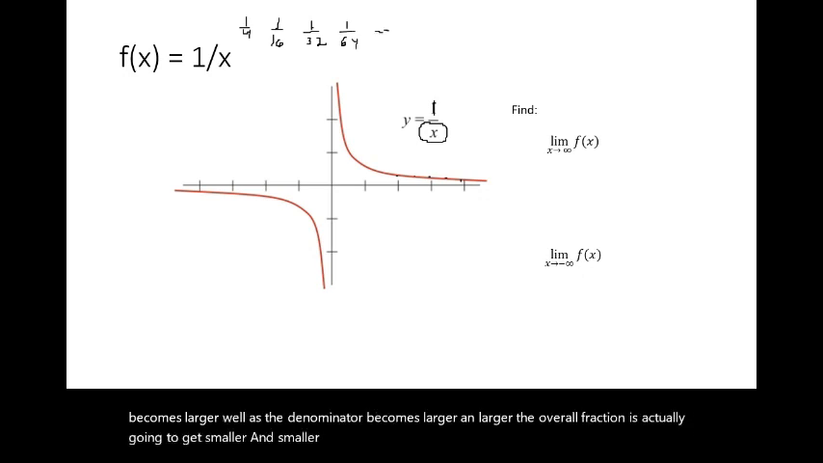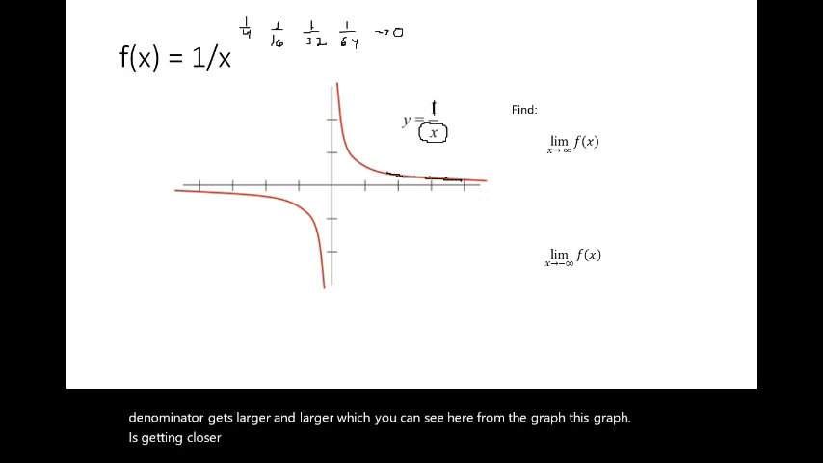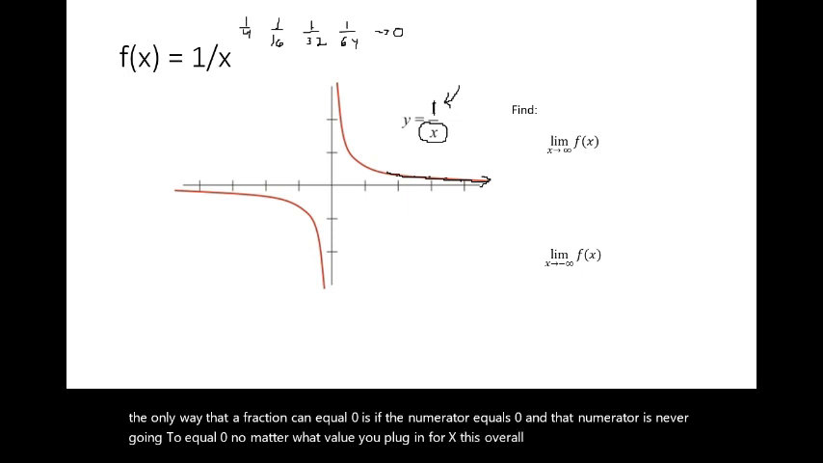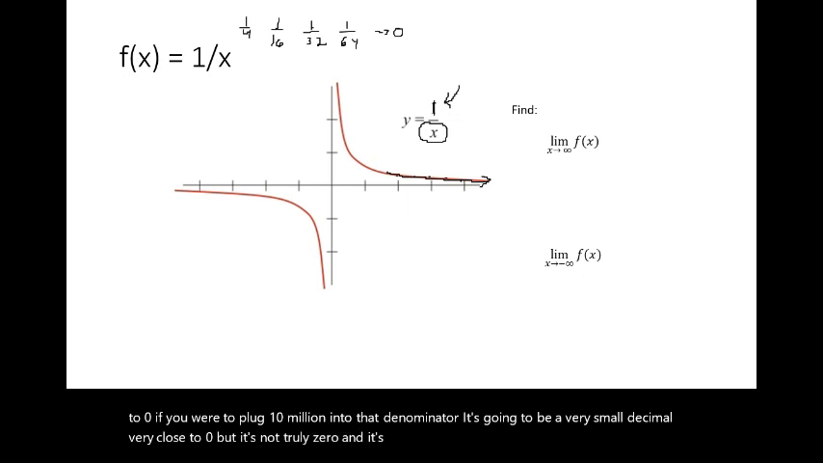So the overall fraction is going to approach 0 as the denominator gets larger and larger, which you can see here from the graph. This graph is getting closer and closer to the x-axis, but it's never actually going to reach the x-axis, because the only way that a fraction can equal 0 is if the numerator equals 0, and that numerator is never going to equal 0 no matter what value you plug in for x. This overall fraction will get pretty close to 0. If you were to plug 10 million into that denominator, it's going to be a very small decimal, very close to 0, but it's not exactly equal to 0.